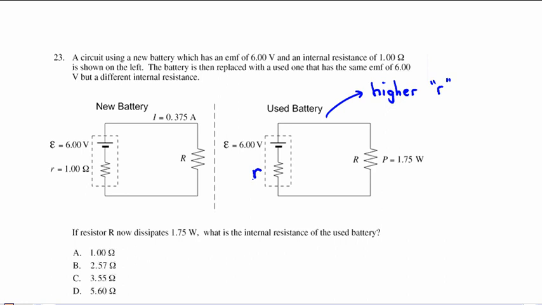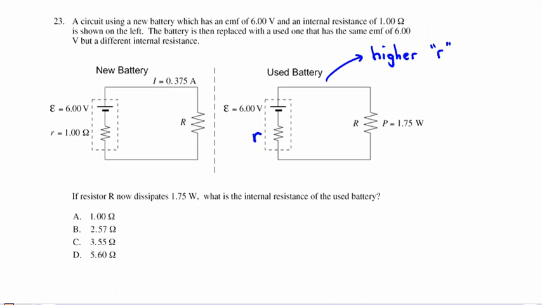So it's got an EMF of 6, and the internal resistance on the new one is 1, and it's replaced with a used one, also 6 volts, but I'm suspecting a higher value for that inside resistance. And they're saying that the resistance outside, the capital R, now later on is 1.75 watts. What's the internal resistance of the used battery? So we're after that little r.